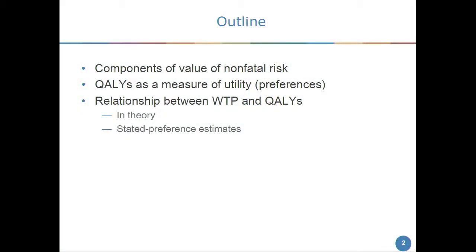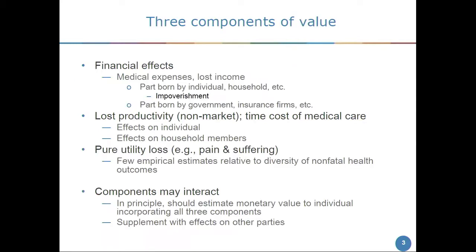First, the components of value of non-fatal health risk. Secondly, the extent to which qualities are a measure of preferences or utility. And thirdly, the relationship between money measures of value and quality measures of value in theory and empirically.